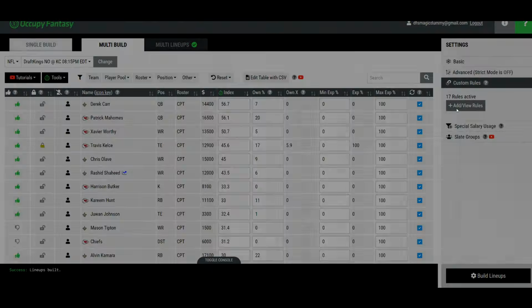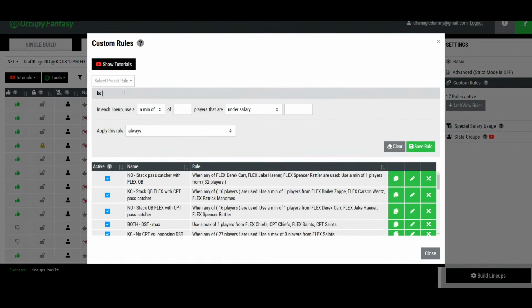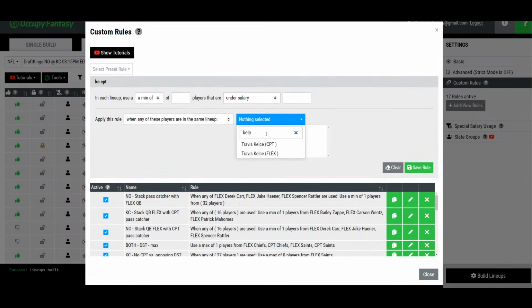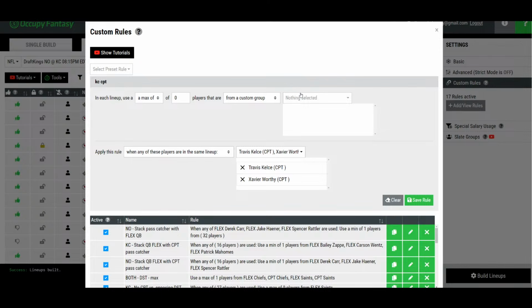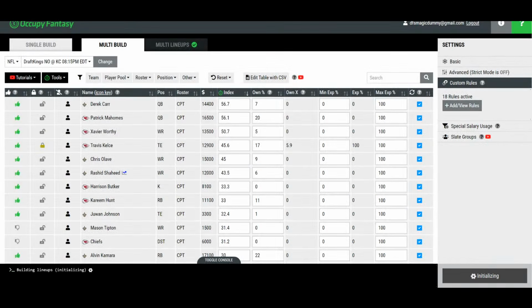I would go into here and make a rule. Let's say Kansas City captains. If either Kelsey is in the lineup at captain or Worthy is in the lineup at captain, let's make sure we have 0 of those guys in the flex. So Kelsey, Worthy. What this is saying is if the lineup builder builds a lineup with either Kelsey at captain or Worthy at captain, do not have the other in the flex. And this is a very standard small field GPP rule on FanDuel or DraftKings. Let's save that rule and we'll rebuild and we'll see what comes up next.